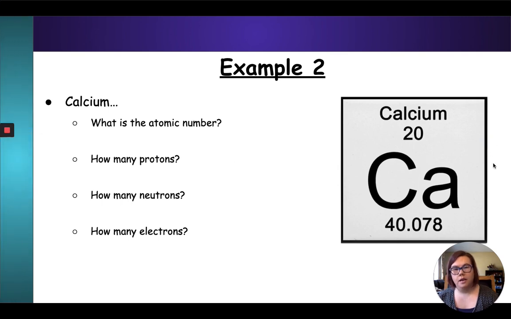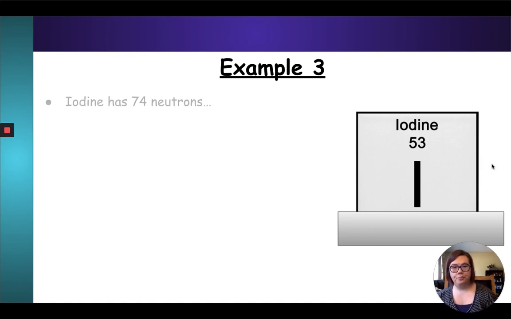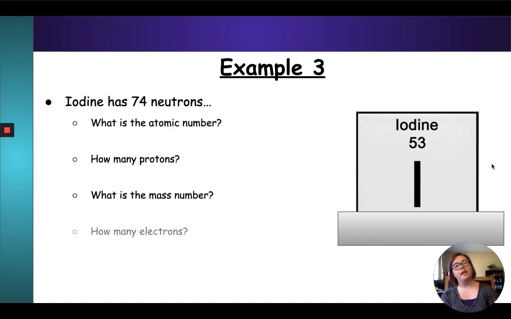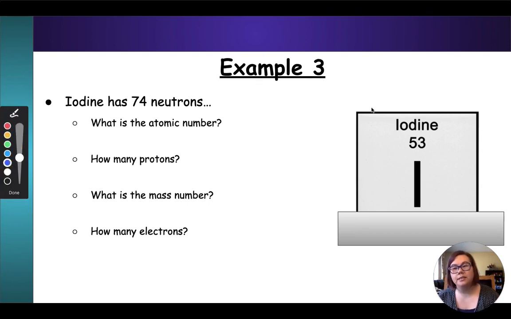We're going to go on to our next example here, and this one is a little bit tricky. I gave you a different question. So in this case, I tell you that iodine happens to have 74 neutrons. So I'm asking you some of the same questions. What's our atomic number? How many protons and how many electrons? So let's start with that before we get to the part that's a little bit different.